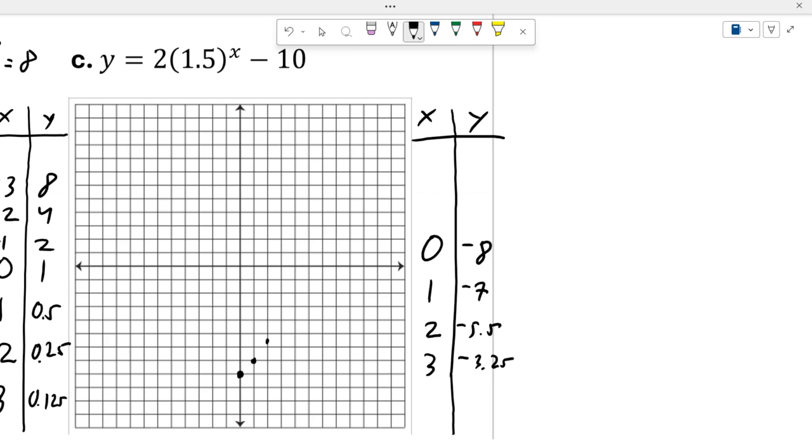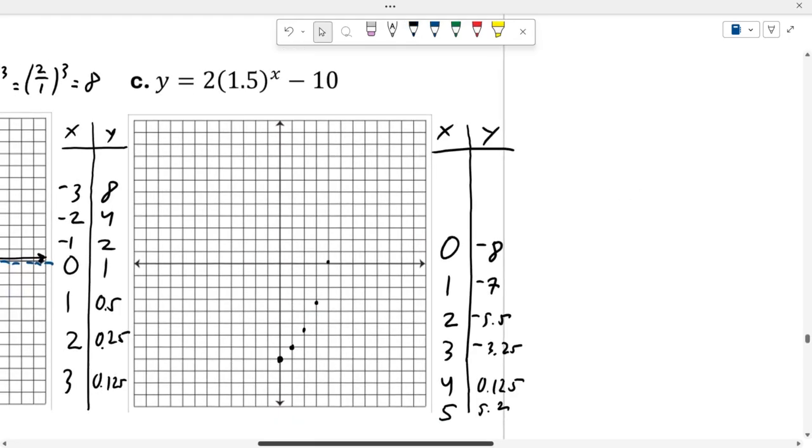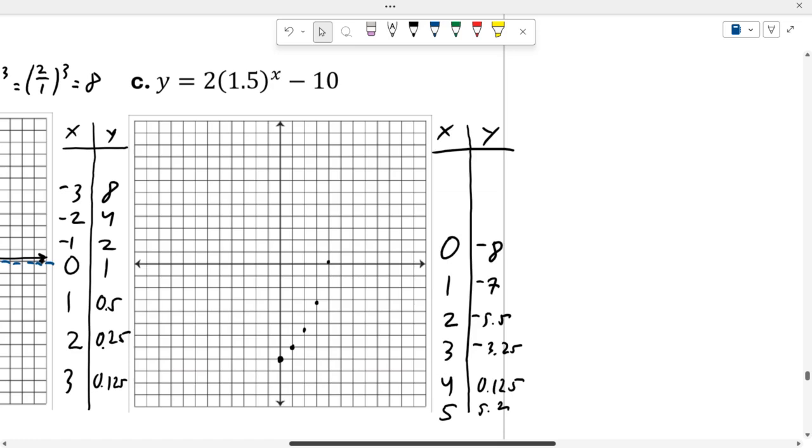So negative 3, 1, 2, 3, and some change, and you're right about there. At 4, you're actually positive, just barely. So 4 is just barely above the x-axis at 0.125. So now we're right there. At 5, you get approximately 5.2, like 5.1875, yada, yada, yada. So at 5, you get about 5.2. So 1, 2, 3, 4, 5, we're right there.